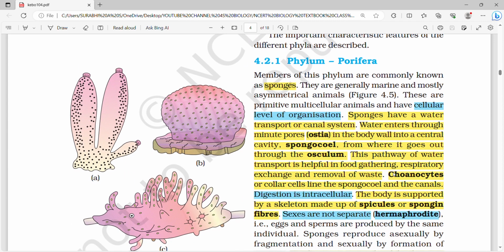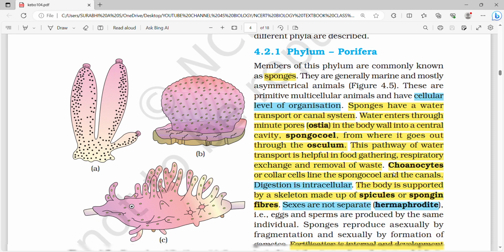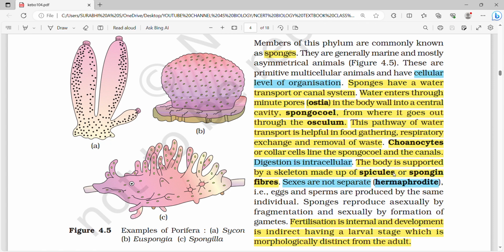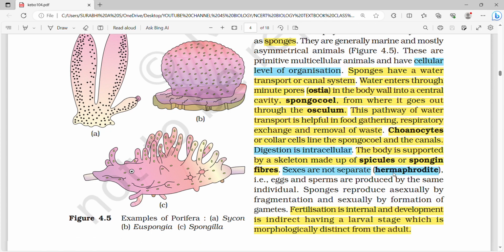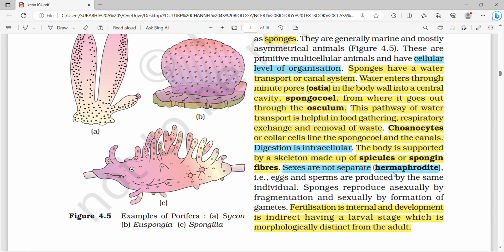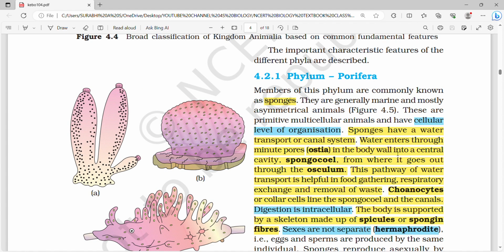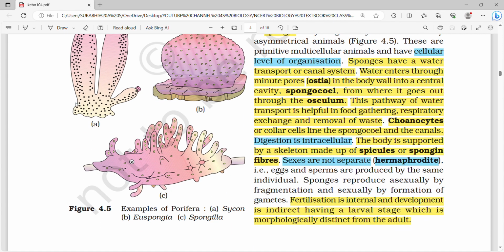Next, moving on to each phylum. So the first phylum is Porifera. Porifera members are mostly sponges, and they exhibit a cellular level of organization, which I already said, and you have to know the distinct feature of each phylum. So here they have a water transport or canal system. What happens here is water enters through minute pores called ostia. Ostia is the pore. Water enters through this pore in the body wall into a central cavity, the spongocoel, from where it goes out through the osculum. So it enters through ostia, the cavity is called spongocoel, and it goes out through the osculum.